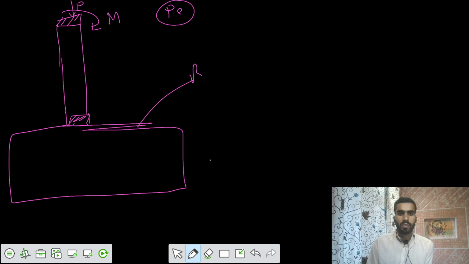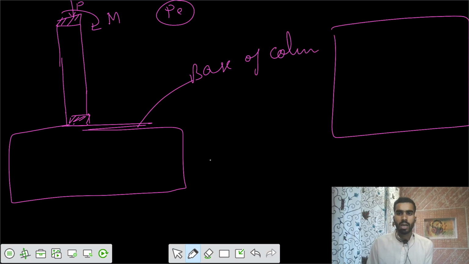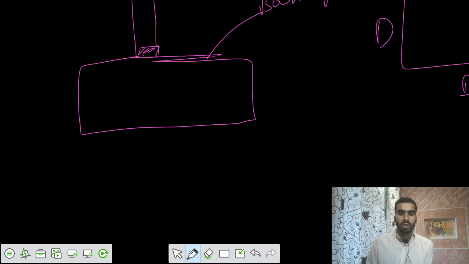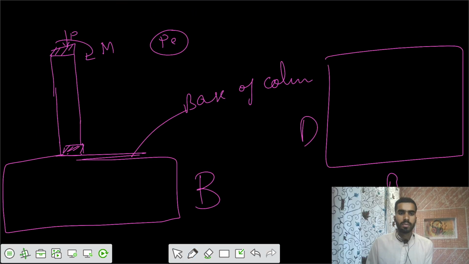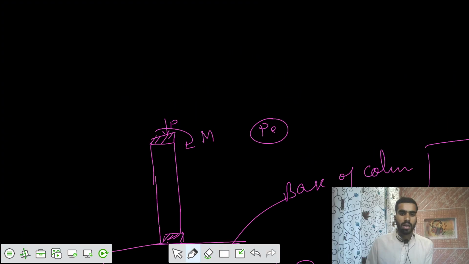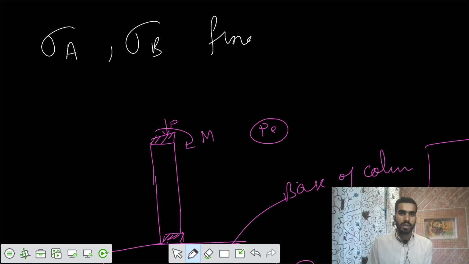So this is some base of column, and it might have some dimensions B and D. There is some point A on this side, and some point B on this side. You have to calculate the stresses at A and the stresses at B. That is the final stresses because of these two loads P and M.